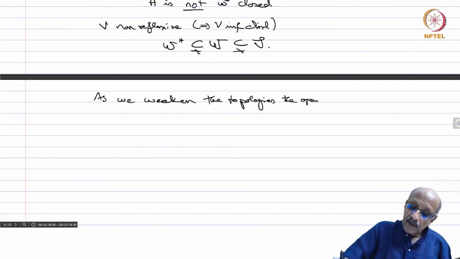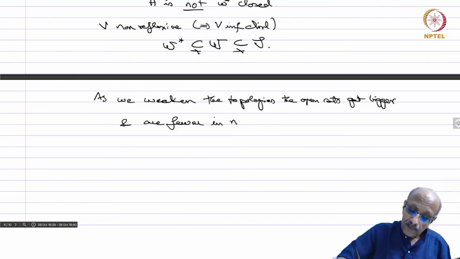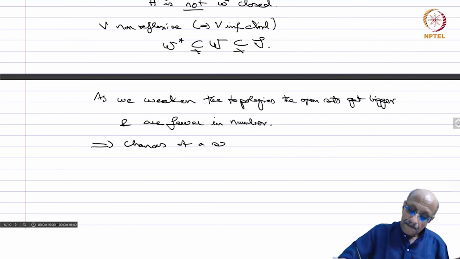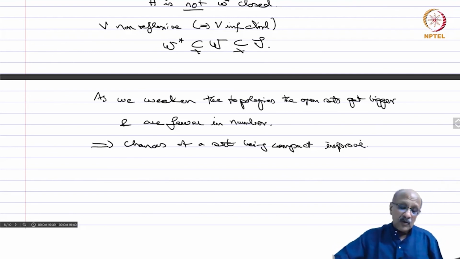the open sets get bigger and are fewer in number. So this means chances of a set being compact improve. So what is compactness? Every open cover has a finite subcover. So you have fewer open sets. So already the open covers come down, and then the open sets get bigger. So hopefully a finite number of them will cover.